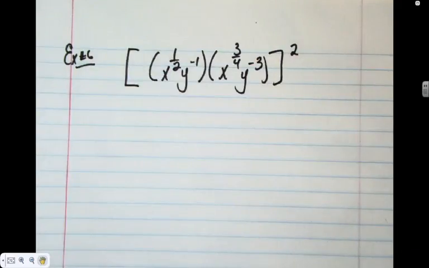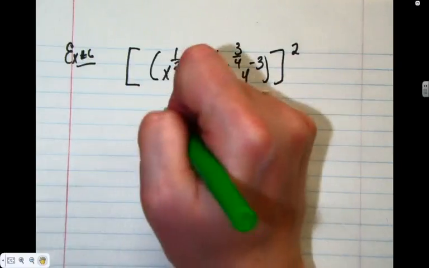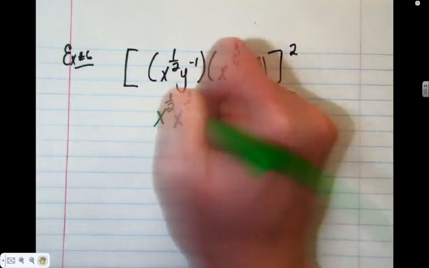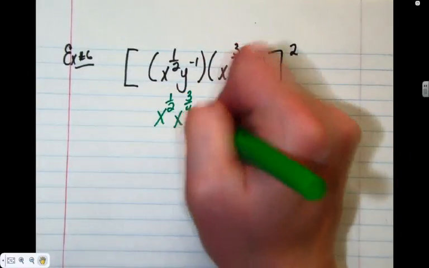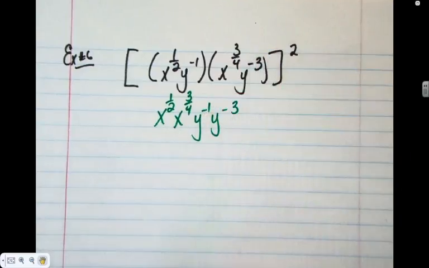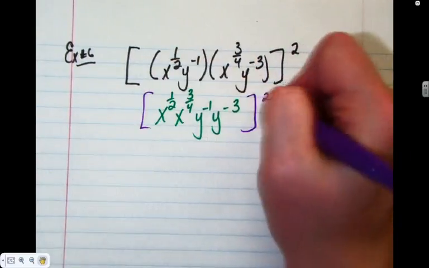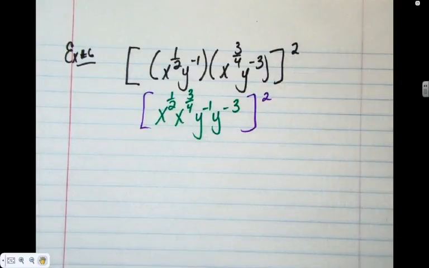I'm going to color code because I'm a color person. I'm going to start with the x to the half, and then write right beside it the x to the 3/4. Then my y to the minus 1 and y to the minus 3. Then I'm going to keep those big brackets and the 2, but I'm not really looking at it. I'm not worrying about it. I'm just keeping them on the outside there.